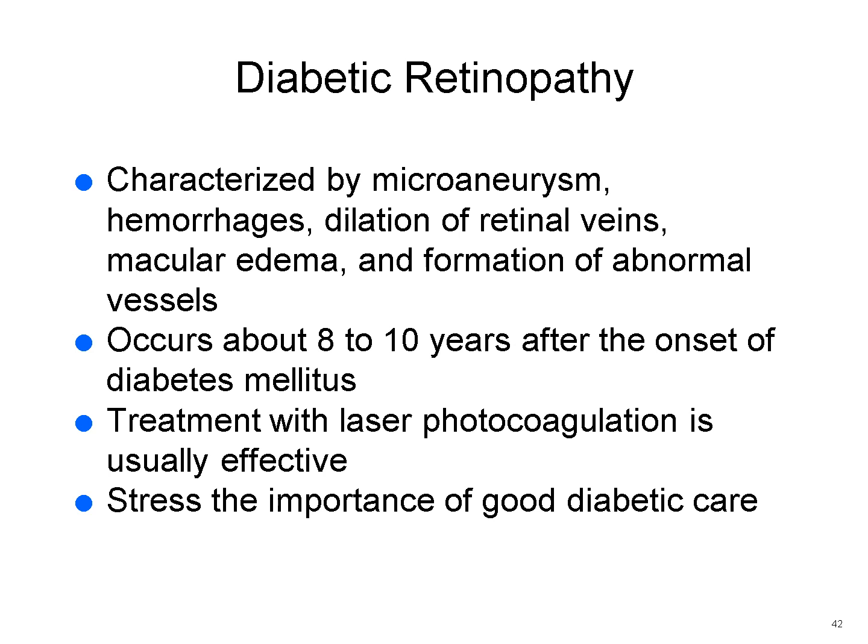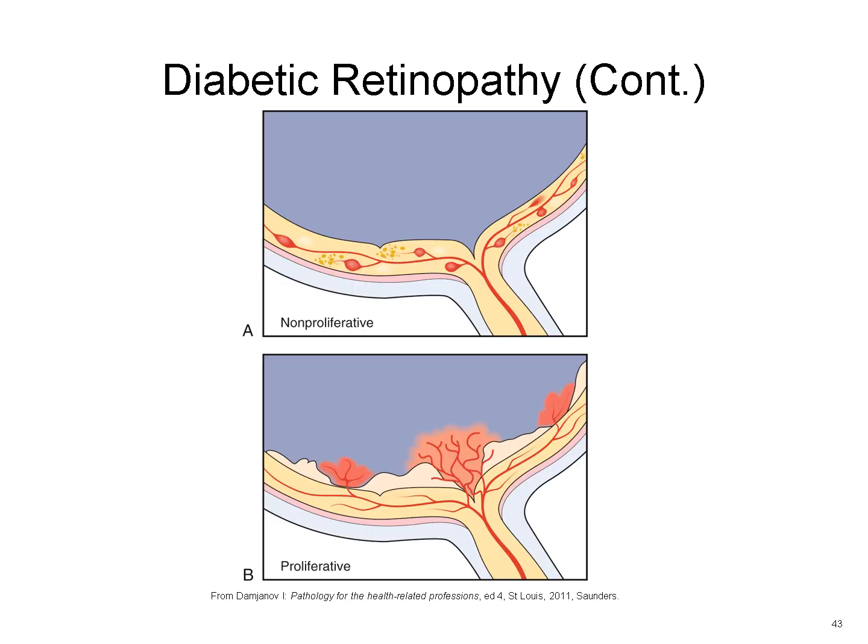Sometimes, fragile new blood vessels, neovascularization, can grow and lead to leakage of blood into the vitreous humor. Maintaining tight blood glucose control can prevent the onset of diabetic retinopathy and can improve any existing retinopathy. Diabetic retinopathy is a leading cause of vision loss in adults with long-standing diabetes mellitus.